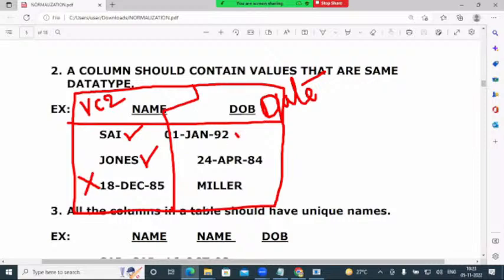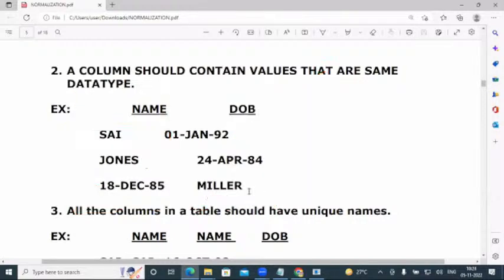And here also, date of birth is correct. But in date of birth, what is this? Miller. Miller is a string. This is not correct. So your columns should maintain only data related to their column data type. If other data is maintained, then that also does not come under a normalized table. Okay, this is what the second rule is telling us.